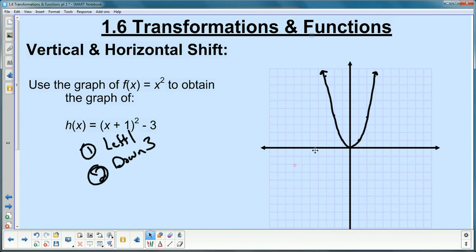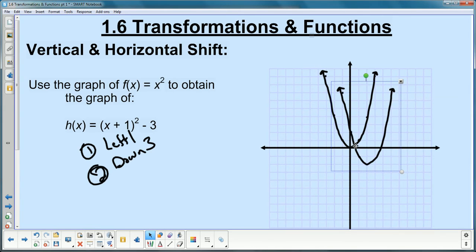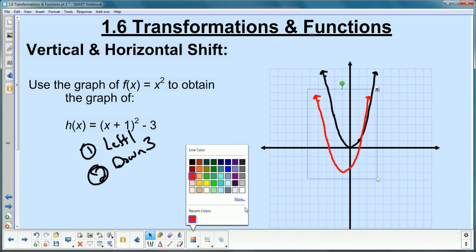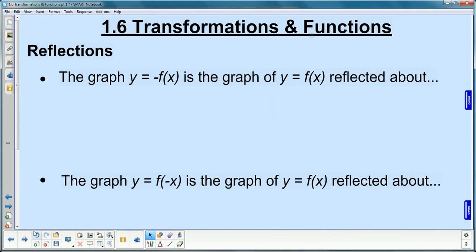So if I take the function that I have here, x squared, and I put it back where it started, I'm going to go left 1 and then down 3. And again, I can change that color so that I see left 1, down 3. Big thing being there that we changed our vertex from 0, 0 to negative 1, negative 3, which is left 1, down 3.